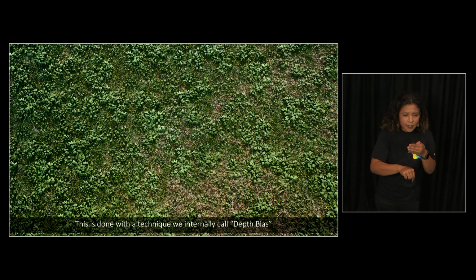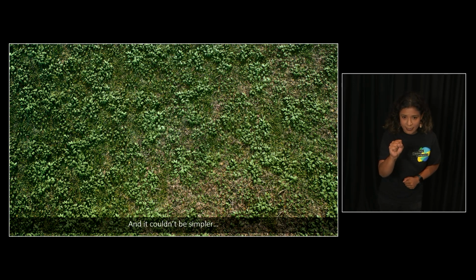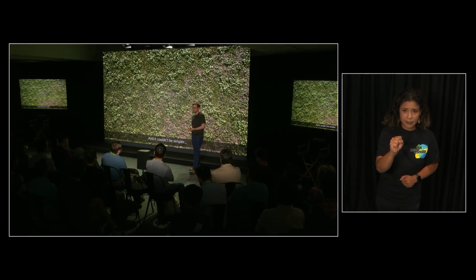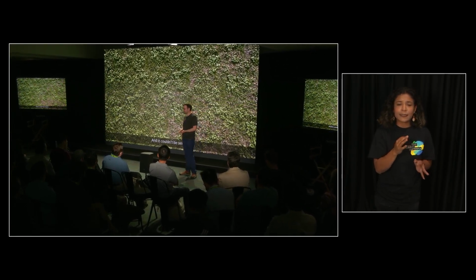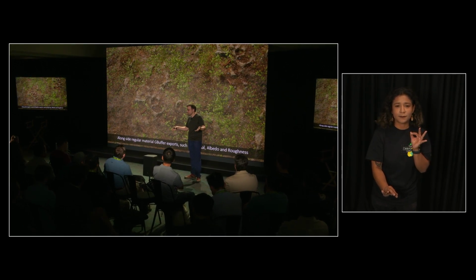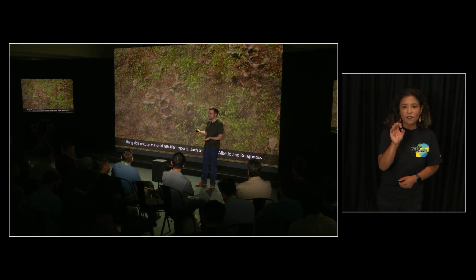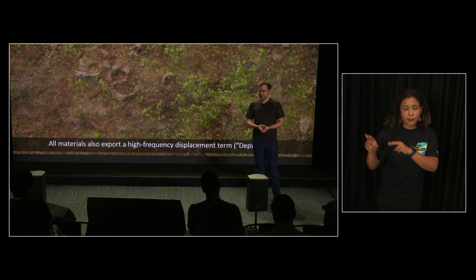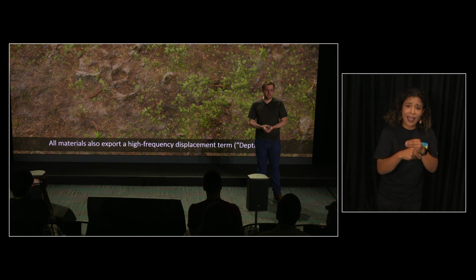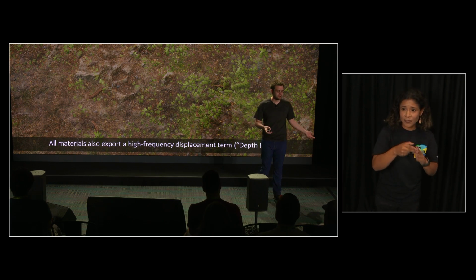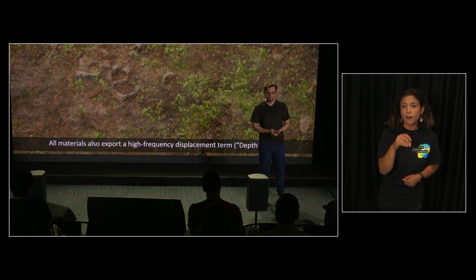This is done with a technique we internally call depth bias. And as the name might already imply, it was really simple. Basically, we started with our regular material, the regular G-buffer exports, such as normal, albedo, roughness. And we added an additional term, a high-frequency depth displacement. This was what we called our depth bias term.